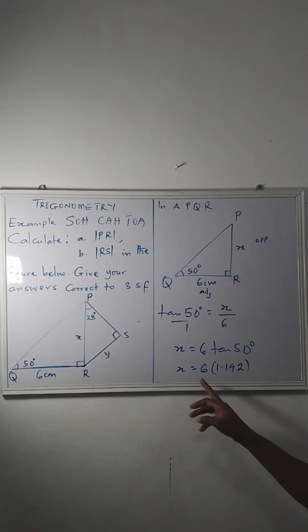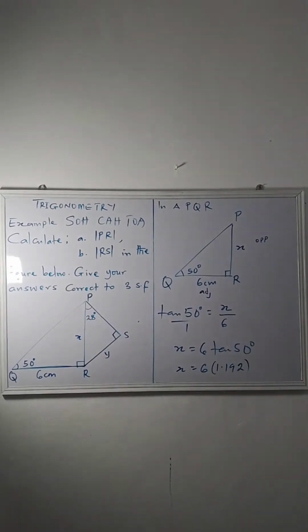All right, so you can now multiply 6 by 1.192. So what do we have? What's going to be the value of x? Okay, so 6 times 2, that is 12. You write 2, you have 1. And 6 times 9, that is 54, plus 1, that is 55. So you write 5. Then 6 times 1 is 6, plus 5, that is 11. So we have 1. And 6 times 1 is 6, plus 1, that is 7.